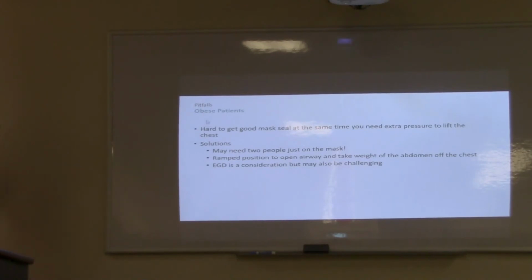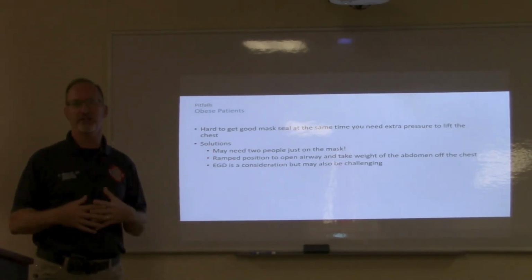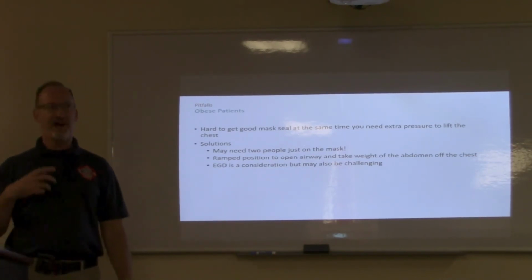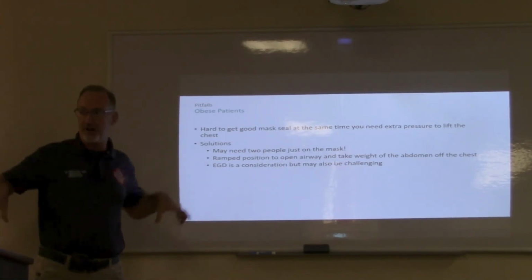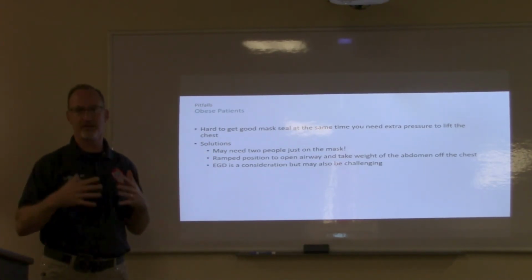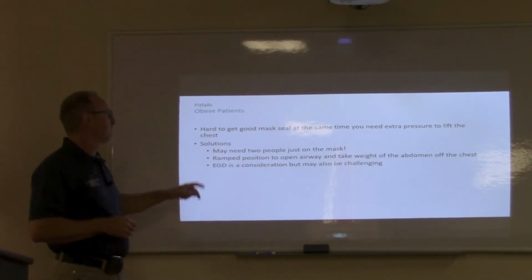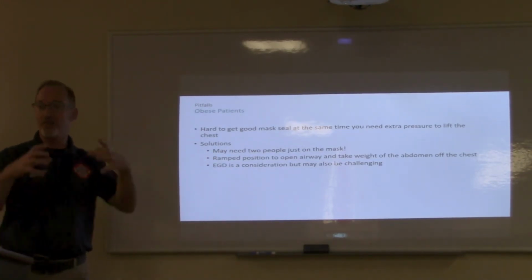Another pitfall we have all the time are obese patients. It's really hard to get a mask seal if they have a big face. And at the same time, you need more pressure to lift a heavy chest. If the patient has an extra 5 inches of chest wall tissue all the way around circumferentially, think about the pressure you have to use to lift that chest every breath. It's kind of a perfect storm of problems. There have been times where I have absolutely needed 2 people on the mask.